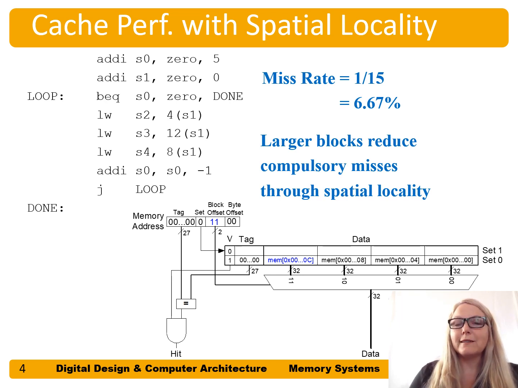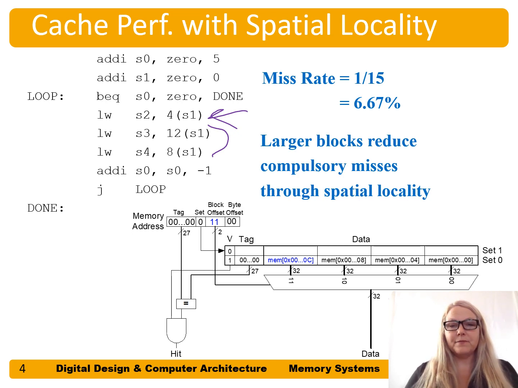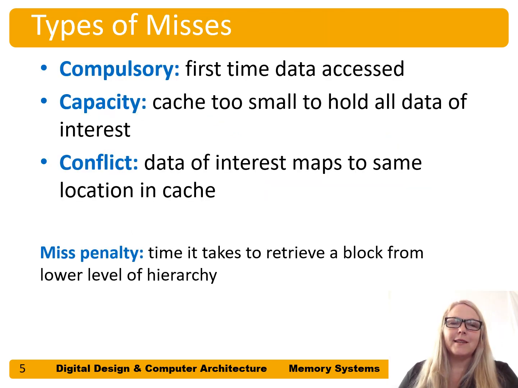So again, these larger block sizes reduce compulsory misses by using spatial locality. If an access to a given address is being made, likely nearby addresses will also be accessed soon. As a review, the types of misses that we have are compulsory misses, the first time data is accessed; we're compelled to pull that into the cache. The second type is a capacity miss: the cache is too small to hold all the data of interest. And the third is conflict, where data that we need maps to the same location in the cache, and so they knock each other out of the cache.